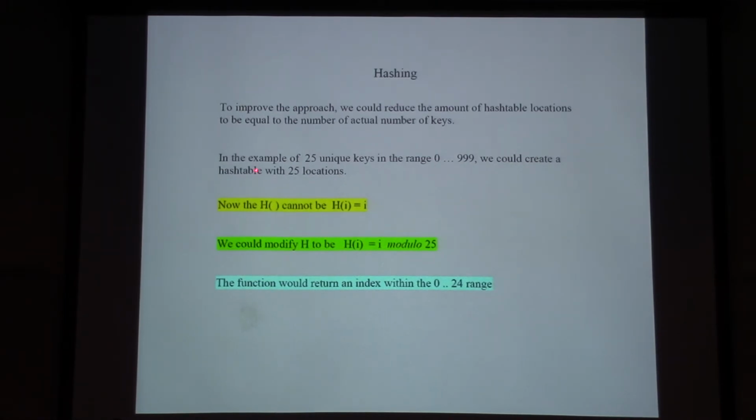So what we could do is basically, in the example of 25 unique keys in this range, we could create a hash table only with 25 locations. And now, since it's only 25 locations, we cannot have the hash function just be i. But we could have the hash function be h(i) = i modulo 25, because that would return an index from 0 to 24. So I could take the key value, divide it by 25, and look at the remainder. The remainder would give us 0 to 24, which gives us 25 possible locations, and that's good, because now I'm wasting 0 in terms of space.